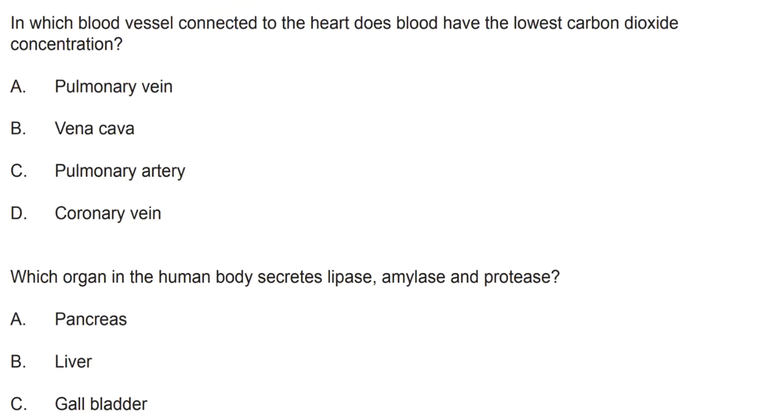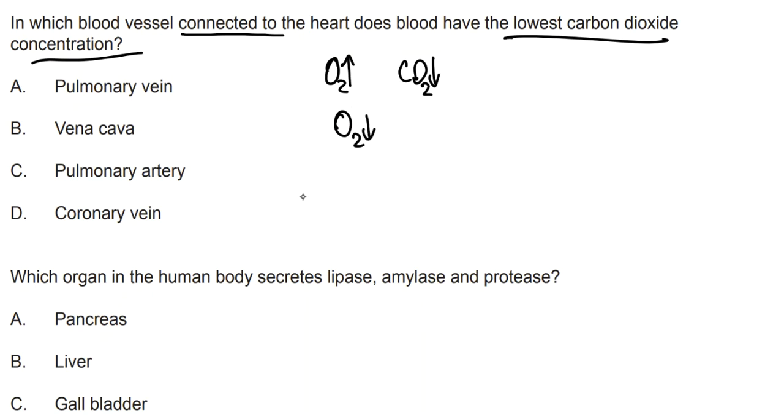Next question. In which blood vessel connected to the heart does blood have the lowest carbon dioxide concentration? So if we're thinking about lowest carbon dioxide concentration, we're going to think about which part of the heart actually has the highest oxygen concentration, because oxygen concentration and carbon dioxide concentration are going to be inverse of each other.